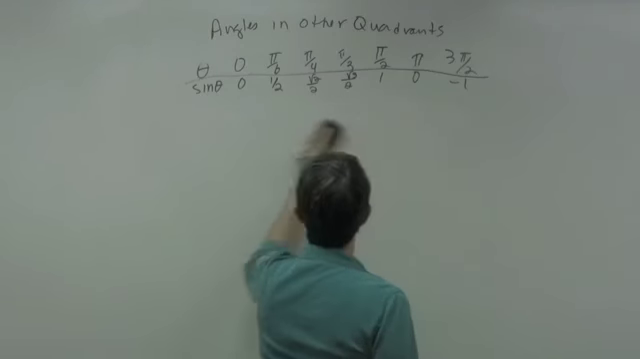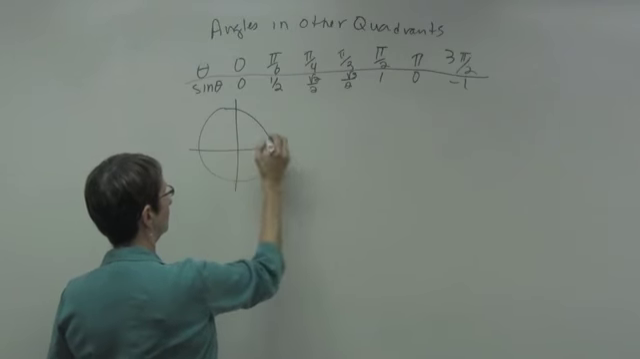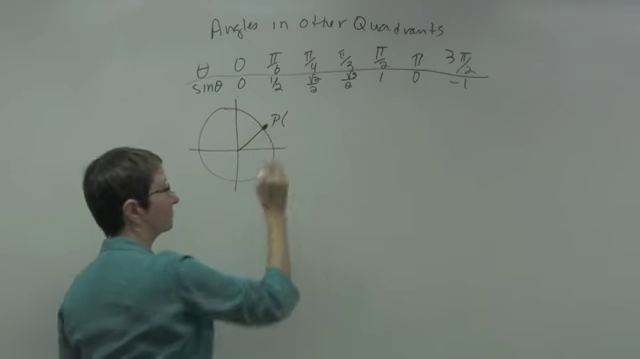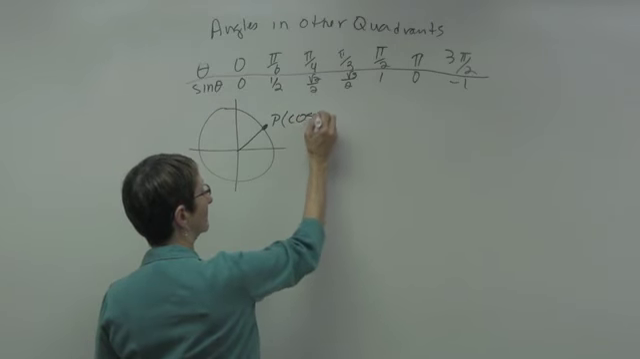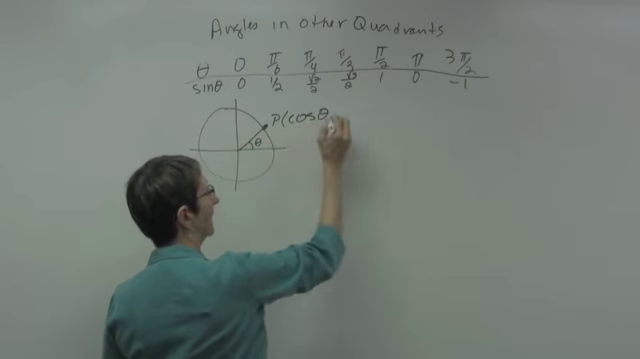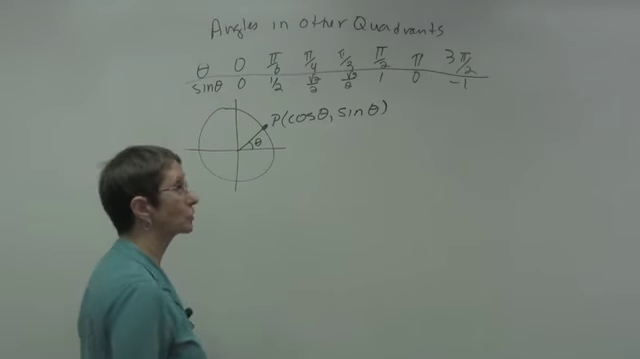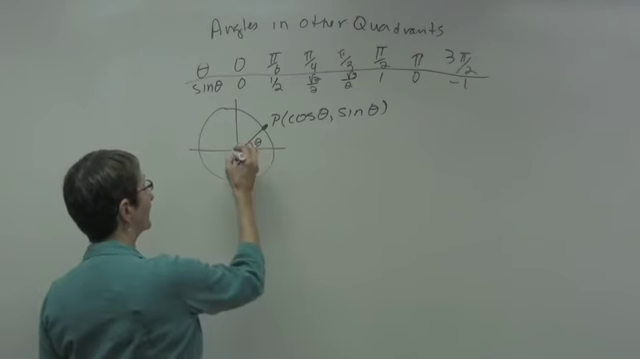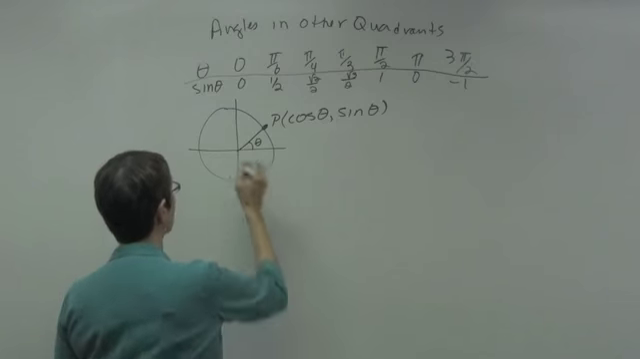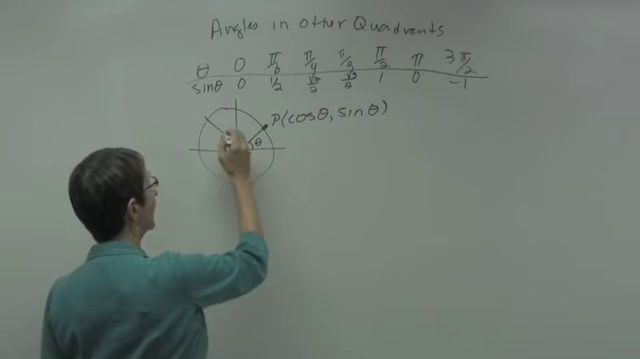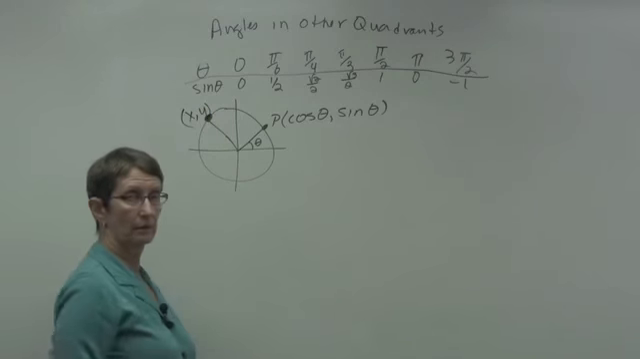Now, if I have an angle on my unit circle, there's a point P. Point P is x, y. But we saw that x is the cosine of the angle, and y is the sine of the angle. So if I'm trying to determine what the sign of the sine of an angle is in the second quadrant, all I have to do is think about what's x and what's y over here.